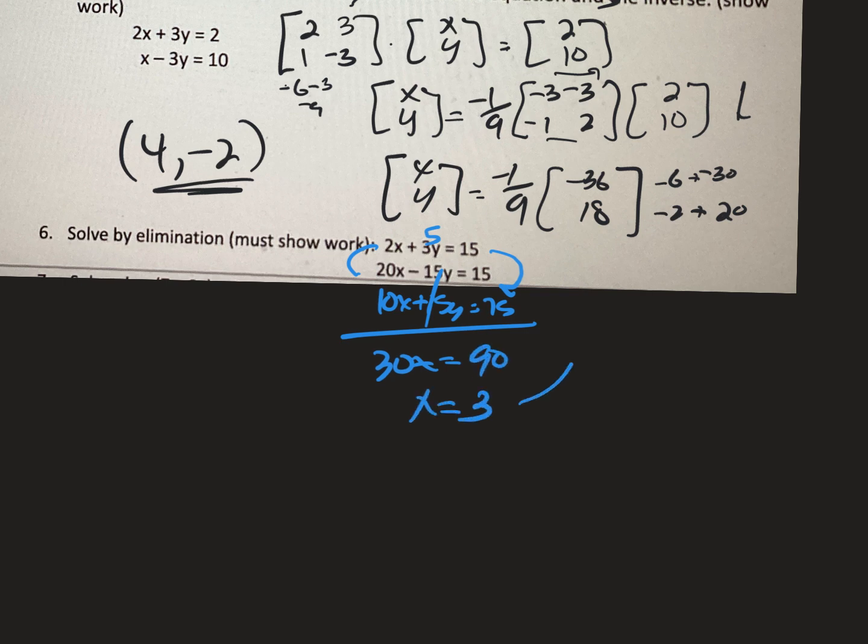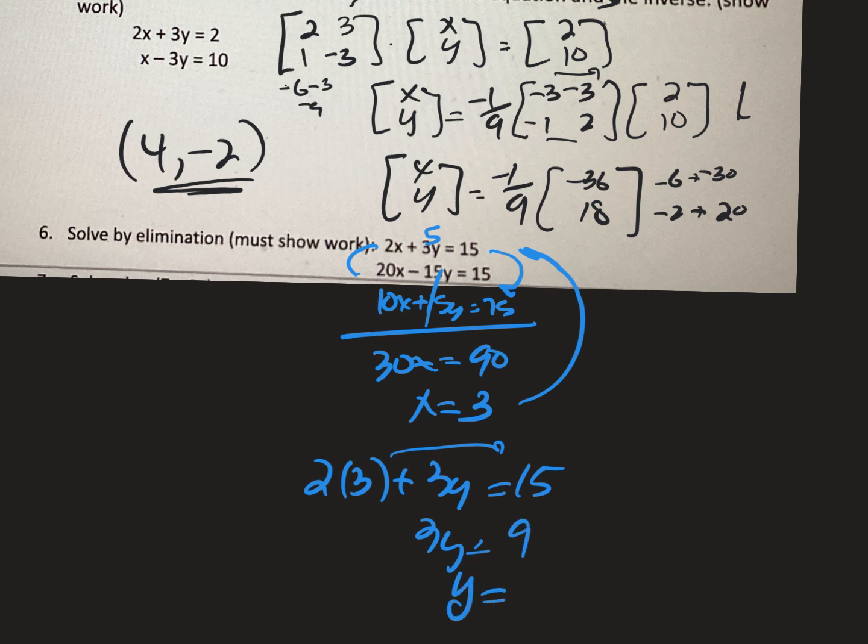I'm going to take that and plug it back in the top, which will give me 2 times 3 plus 3y is 15. 2 times 3 is 6. So if I move that 6 over here, it gives me 9. And if I divide that 3 into 9, I also get 3. So I got 3, 3. Worked out really good.